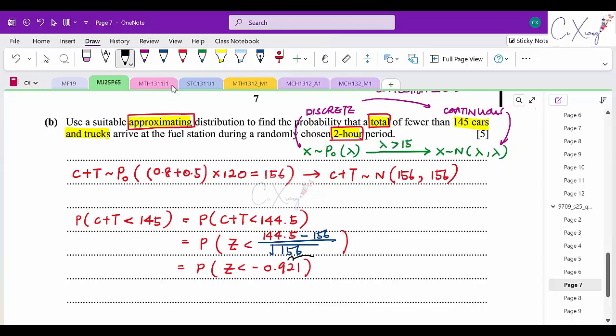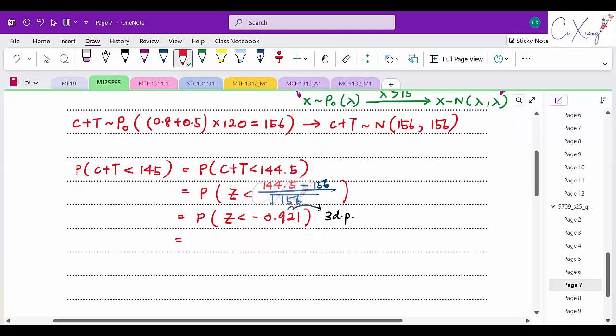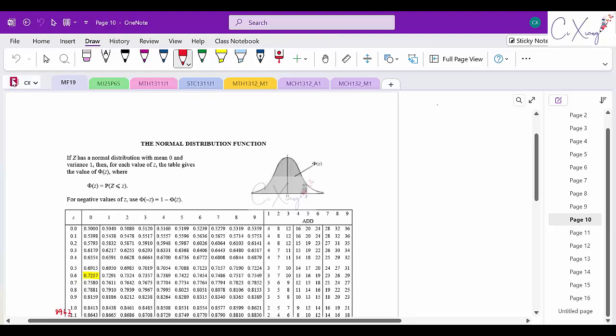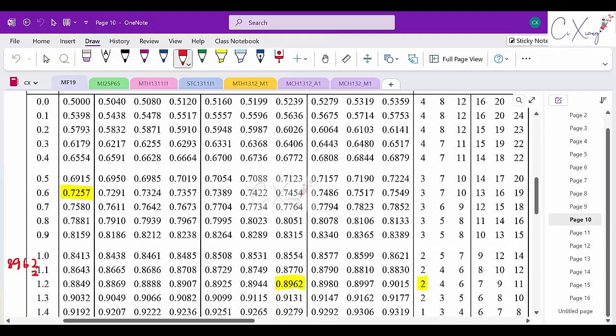Okay, so just a reminder again, the value of Z that you get to find the probability must be up to 3 decimal places. Then after that, you have to use the normal table to find the probability. So this area is the same as 1 minus the probability of Z smaller than 0.921. How to find this particular area? You have to use the table for 0.921.